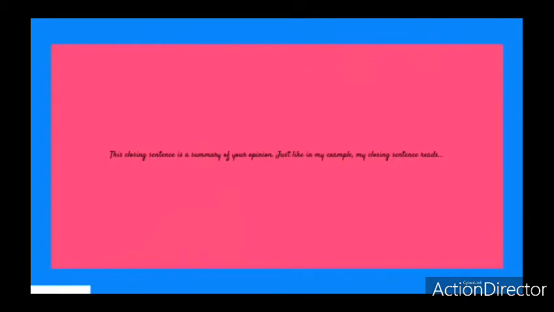Lastly, a paragraph has a closing sentence. The closing sentence is a summary of your opinion. Just like in my example, my closing sentence reads... What was my closing sentence in my example? Can you think about it?